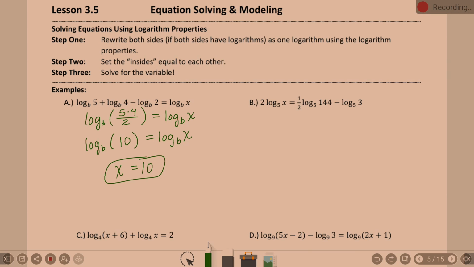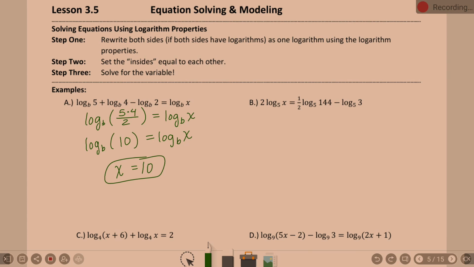Did it matter that we didn't know the base? No, not in this particular problem. Okay? Most of the time you'll be given a base, so that won't be an issue. But just something to be aware of there. And I will say there are a lot of different variations of how these examples can go.